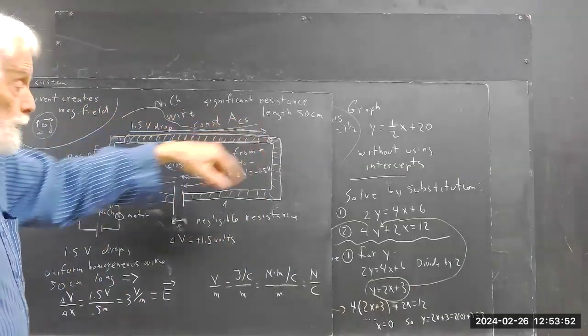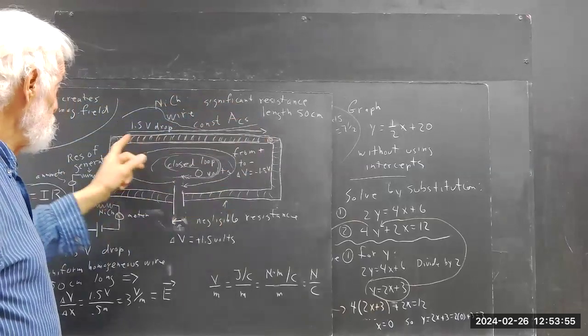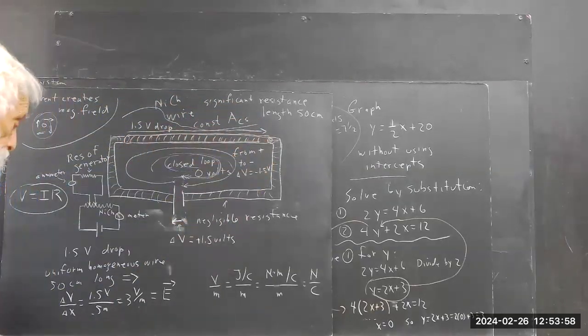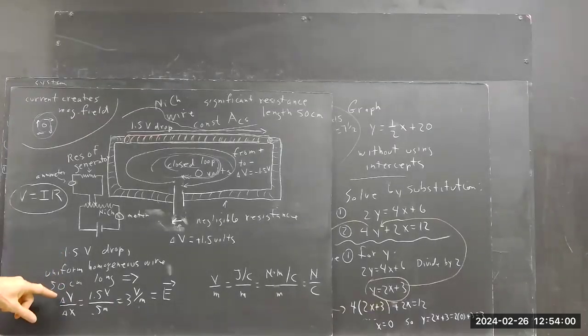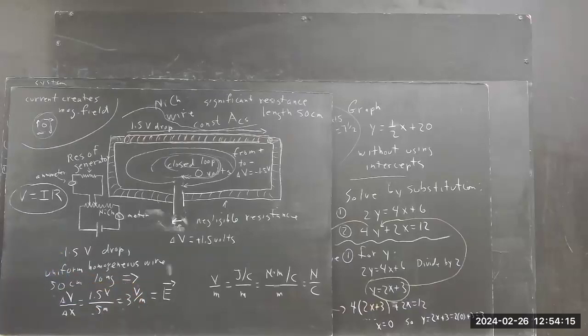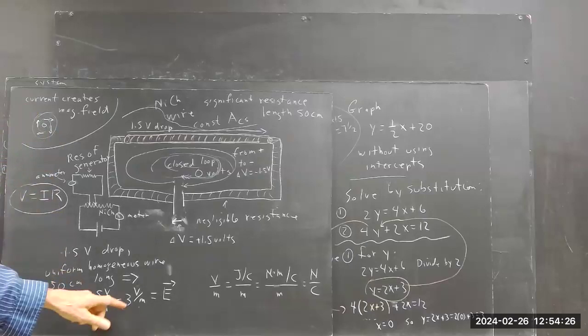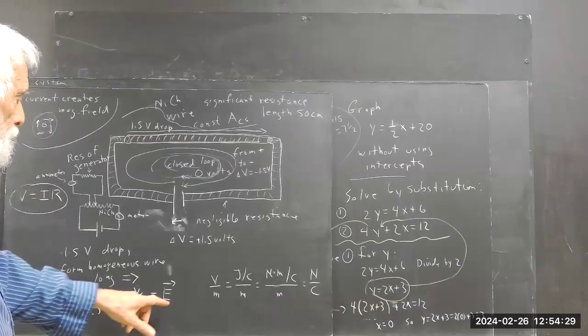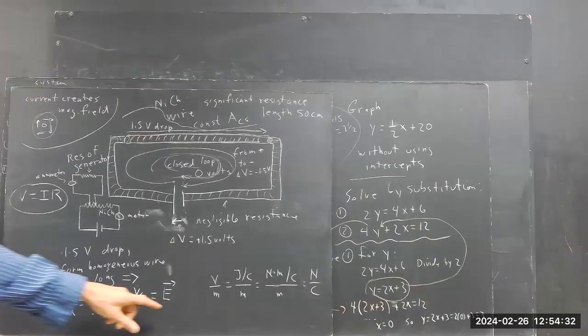It's a uniform wire, so the voltage drops at a constant rate with respect to distance from here to here. The voltage drop across this wire, this nichrome resistance wire, which is about 50 centimeters long, is 1.5 volts on 50 centimeters, which comes out to 3 volts per meter. Or it's like 0.03 volts per centimeter, 3 volts per meter. That's our electric field.